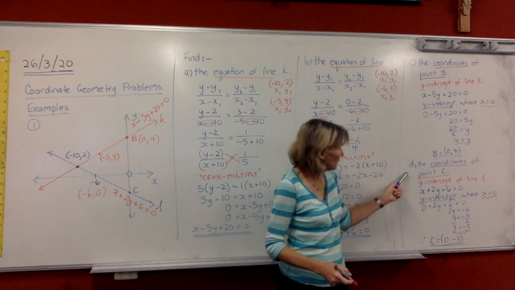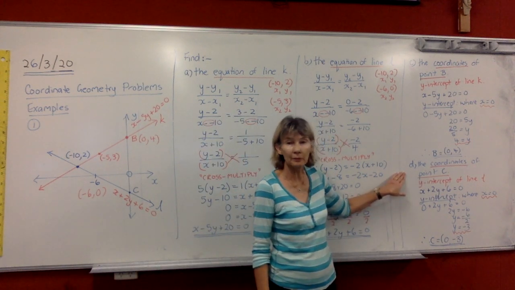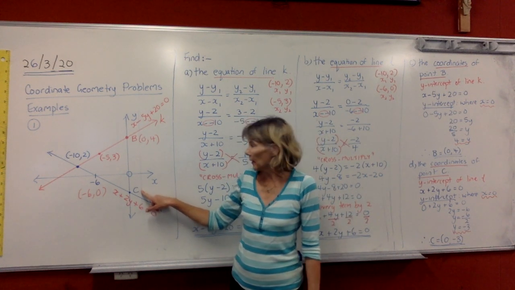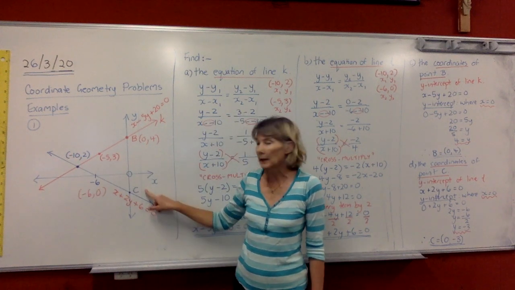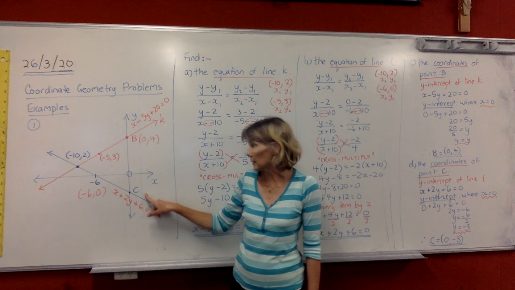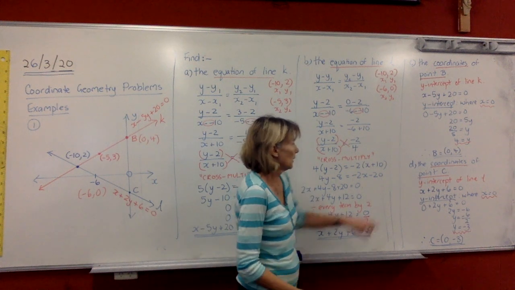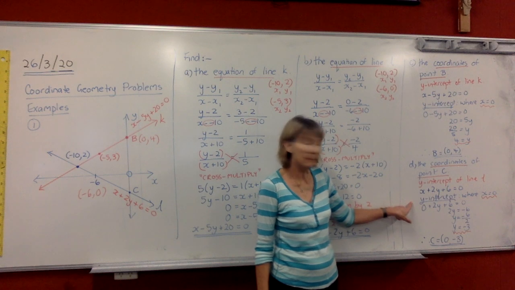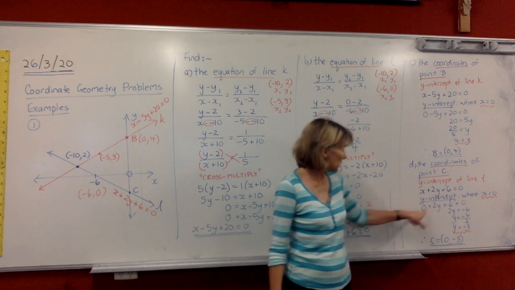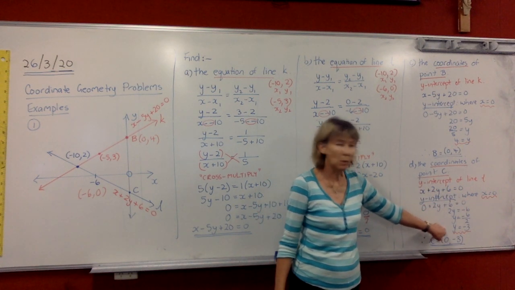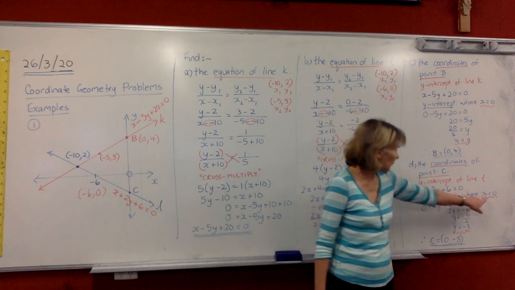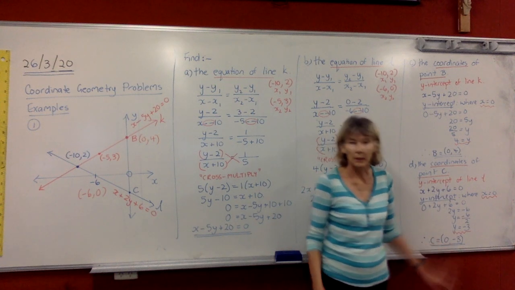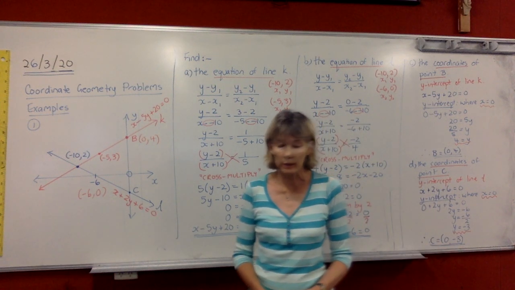Okay, next, part D. It asks for the coordinates of point C. So if we look over here, there's point C. That's where line L cuts the y-axis. It's the y-intercept of line L. So then we're going to put line L down and put a heading for y-intercept. Put your x equals 0 in. Keep going and you'll get y equals minus 3. Don't forget to put the x and the y coordinates together to form point C. And we're going to come back to the last part of this question on the next video.